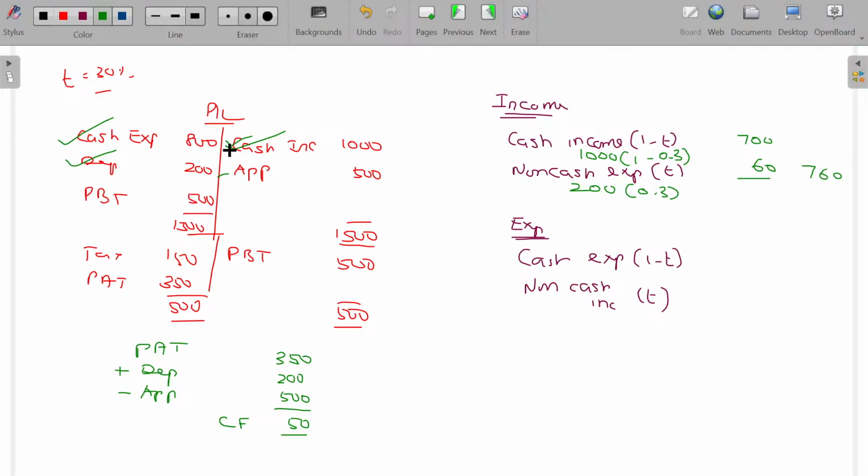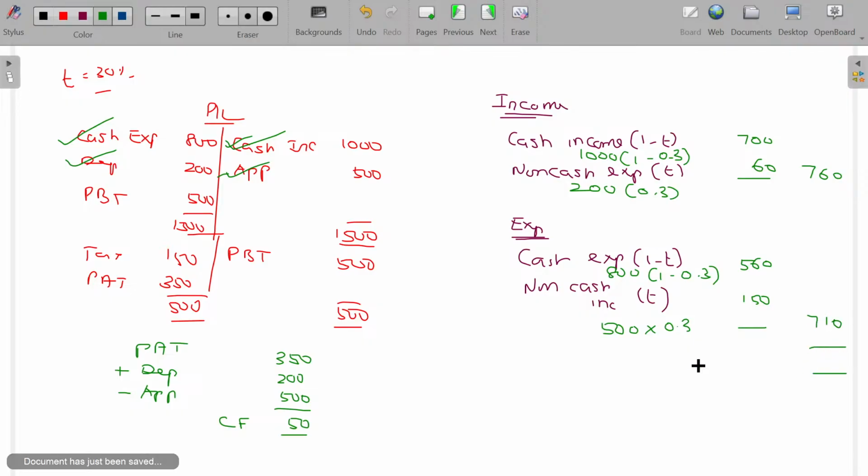What about the cash expenses? 800 being the cash expenses. In case of cash expenses, into 1 minus t will be the post-tax expenses. So tax rate being 30%, 0.3. 800 into 0.7, 560. In case of non-cash income, it is all about appreciation 500. Further to the extent of t being 0.3, 150 will be considered as your expenses. The overall value in this case will be 710. So your cash flow in this case is 760 minus 710, 50. You'll get the same answer both ways.